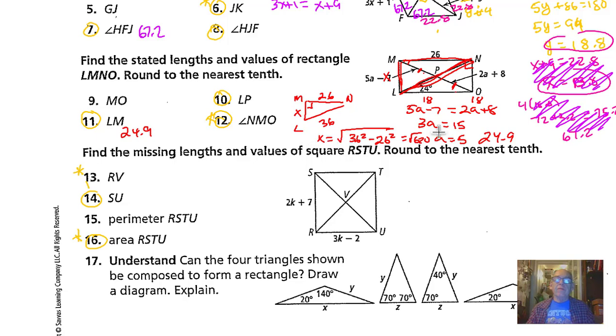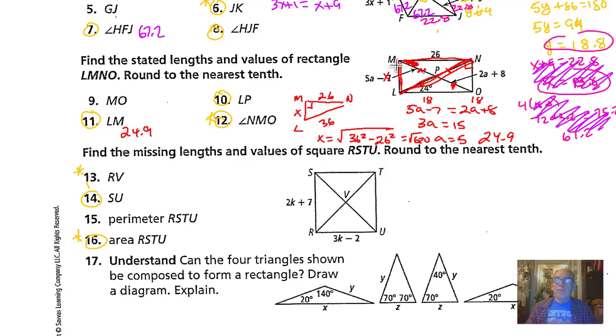Let's look at number 12. They want to find the angle NMO, which is this angle right here. They want us to find this angle measure. So let's see what we got. These diagonals all bisect each other, so each one of these sections is congruent. That gives us an isosceles triangle. It actually gives us two pairs of isosceles triangles made by the diagonals. These base angles have to be congruent.